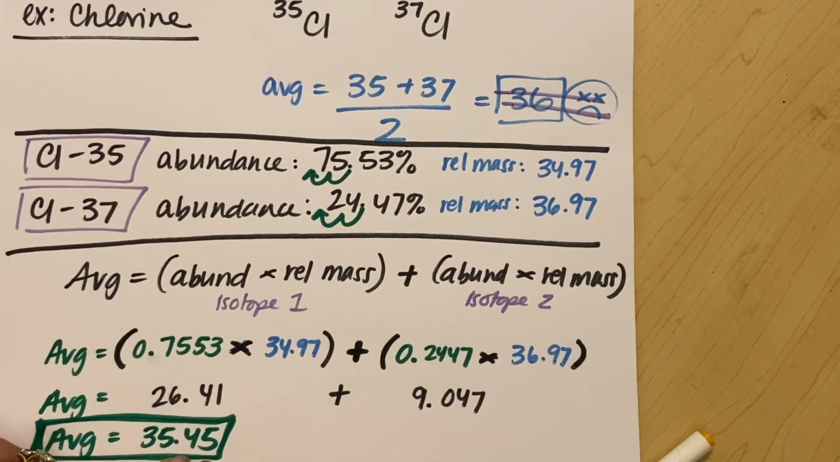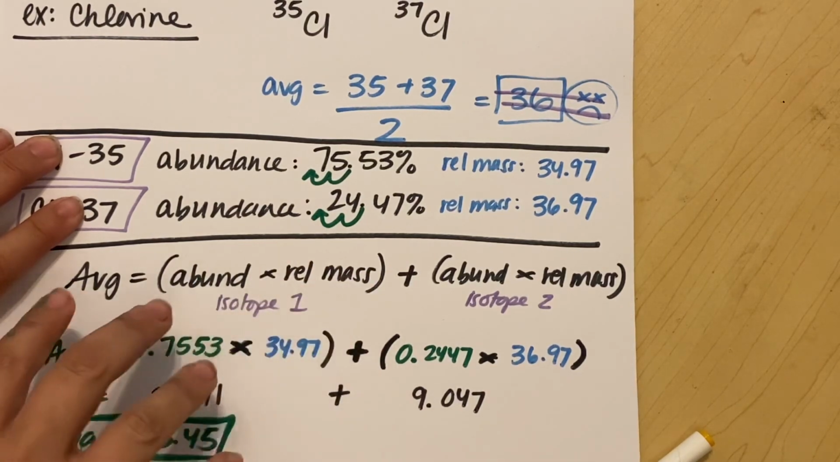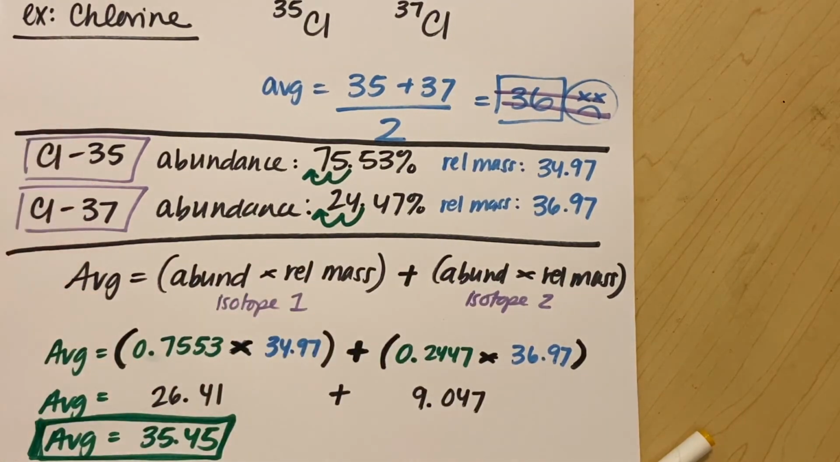This doesn't mean that there's 0.45 of a proton somewhere in the world. This means that I've taken into consideration the abundance and the relative mass of all of the different types of isotopes for this element. Okay, hopefully that helps and doesn't confuse you more.